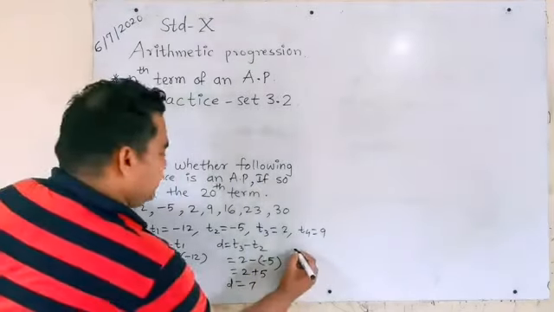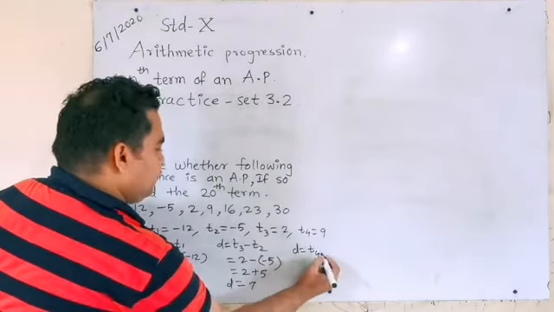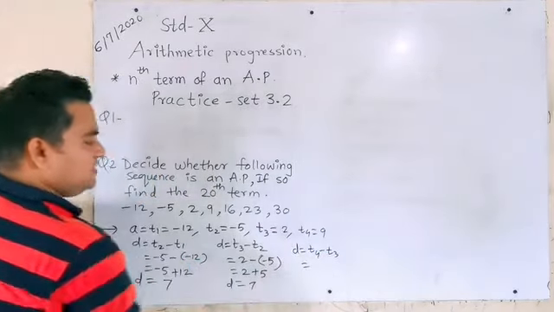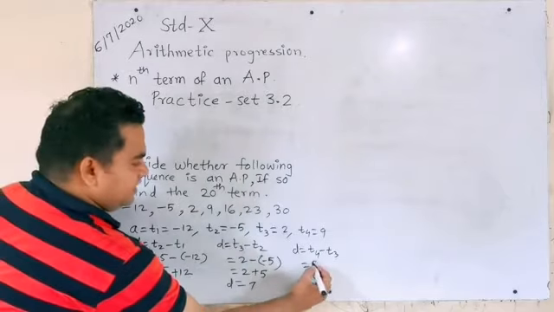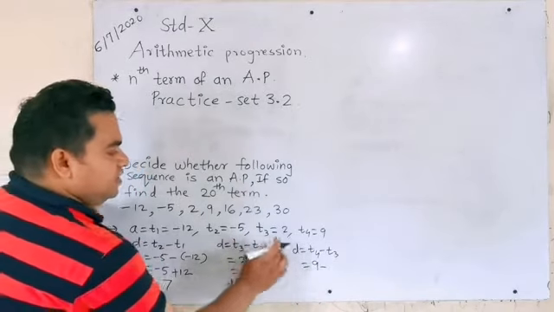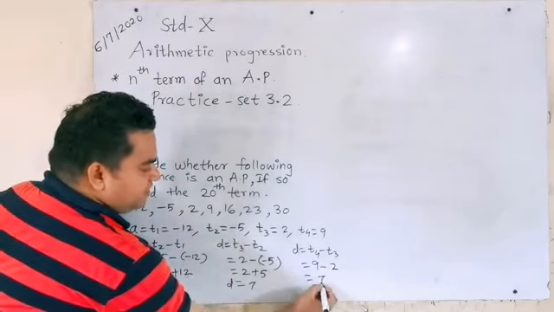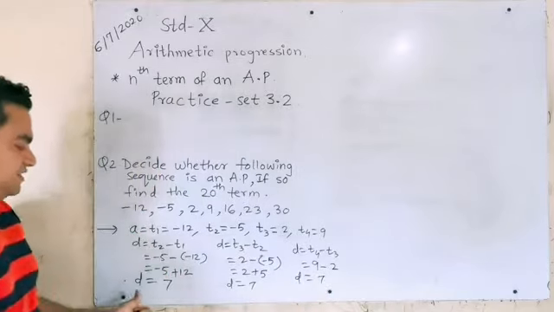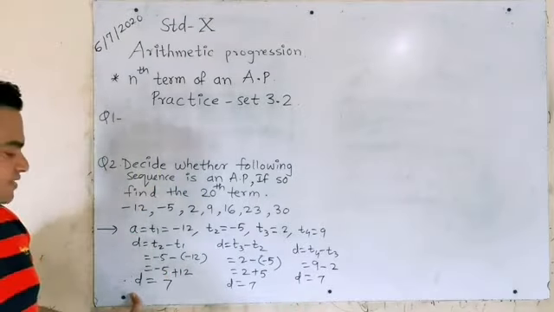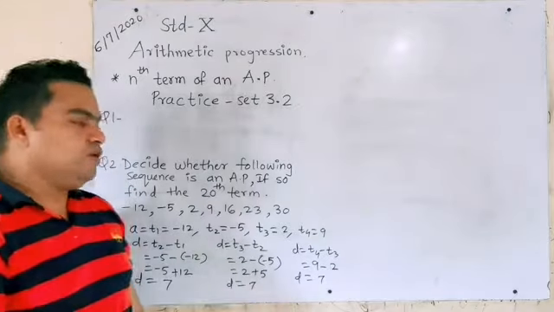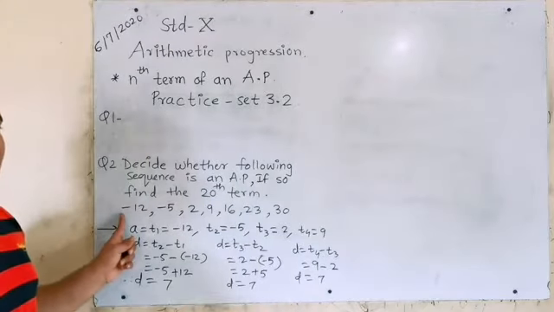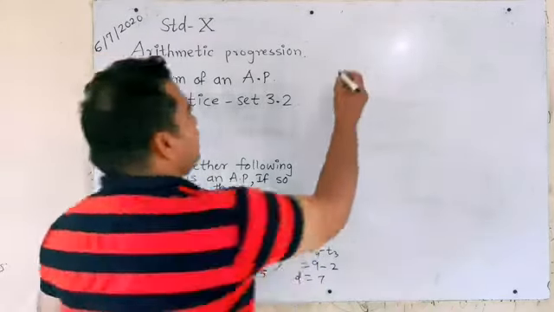Again we will solve the next one. D is equal to T4 minus T3. So what is T4 here? T4 is 9 minus T3 is 2. So the answer will be 7. So here we can see that the constant difference is coming 7, 7, 7. So the given sequence is in arithmetic progression. We have to write it.